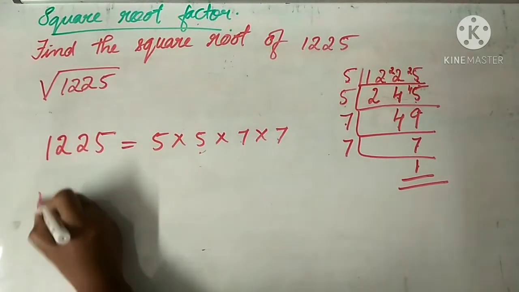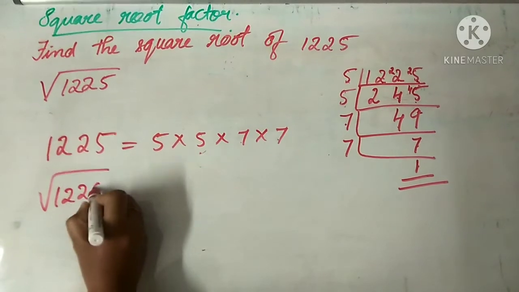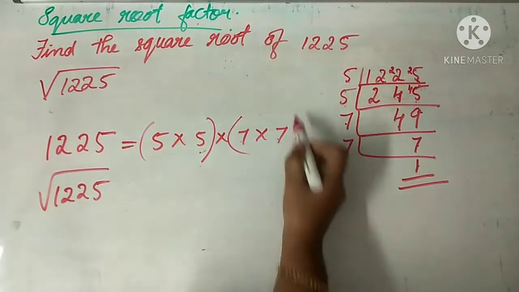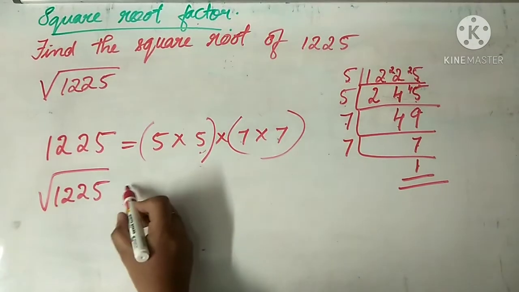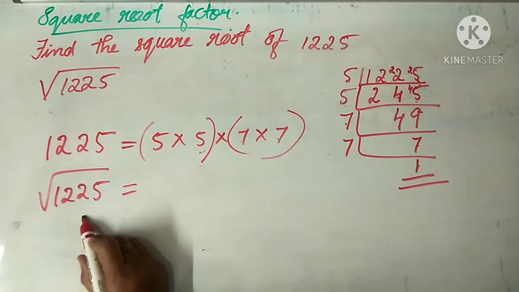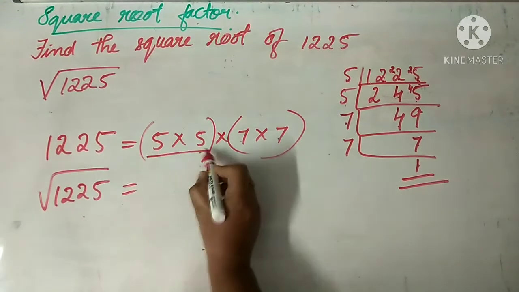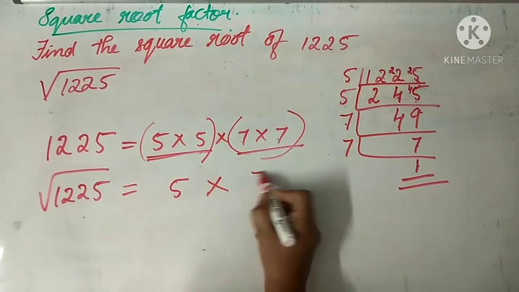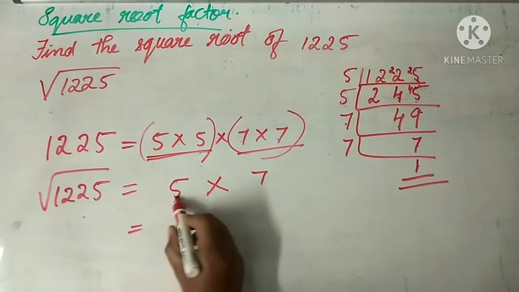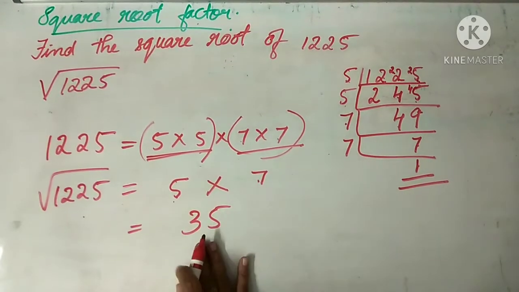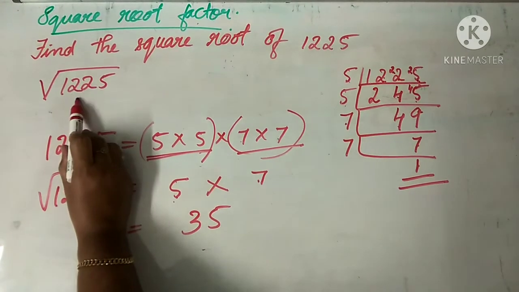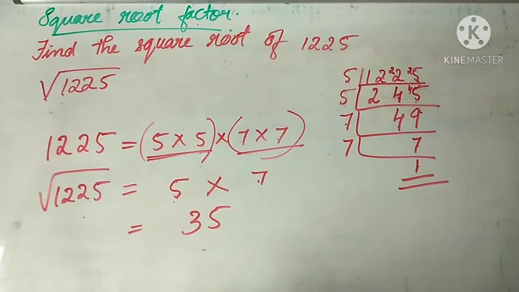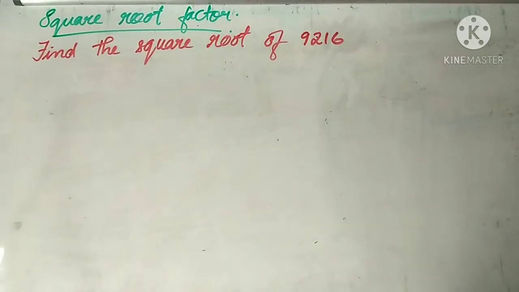For finding the square root of 1225, we pair these. Okay, the 5s get paired, the 2 7s get paired. So the square root of 1225 is, for this we write 5 into, for this we write 7. That is equal to 5 7s are 35. 35 is the square root of 1225.